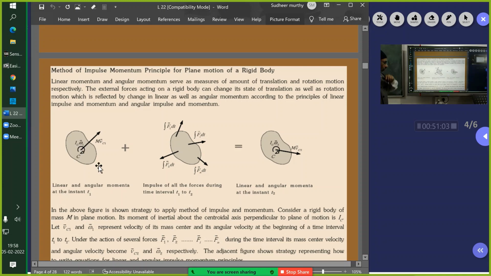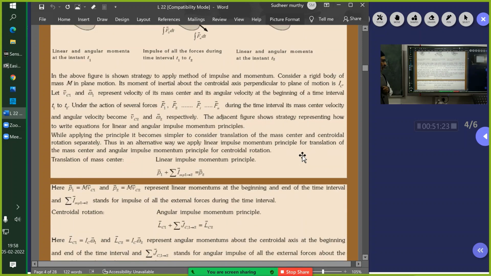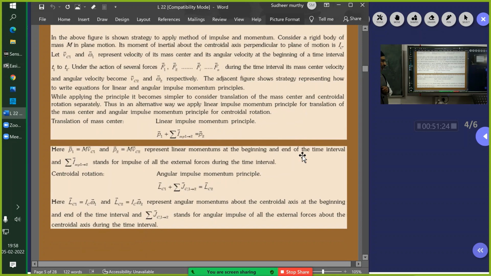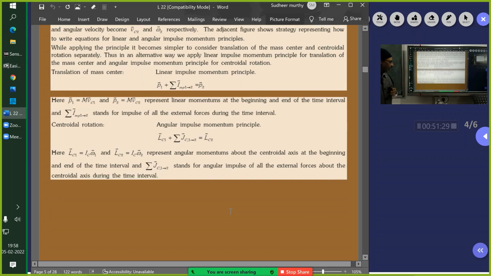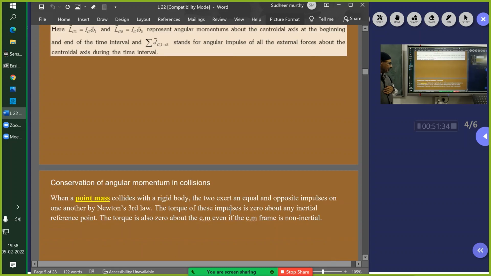So this is the initial diagram. You can see angular momentum and also linear momentum, plus you are giving all these impulses, and that results in the final change, I_C omega naught, m V_C2. We had a similar picture last time. The diagram itself explains a lot of things. Clear, friends?